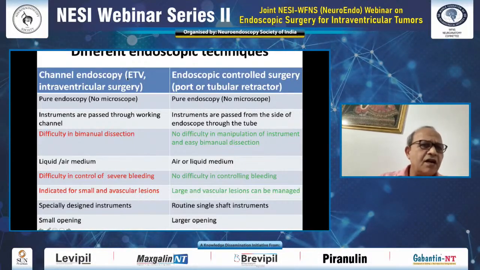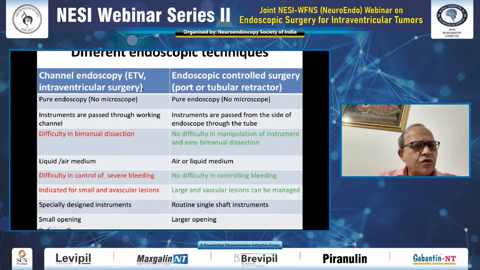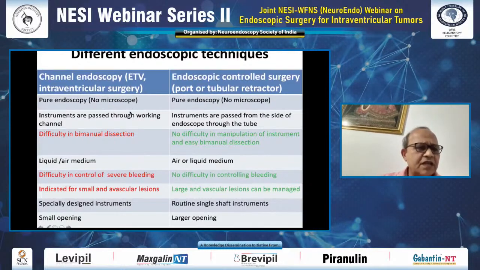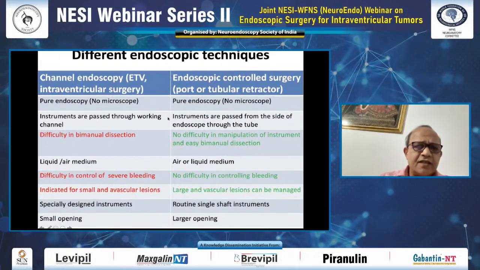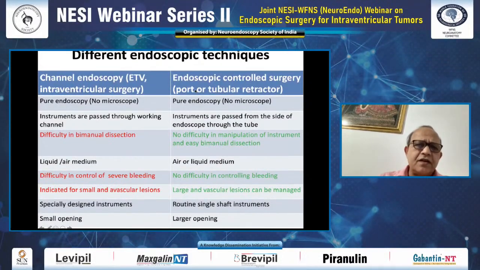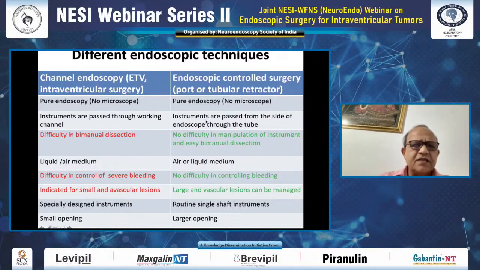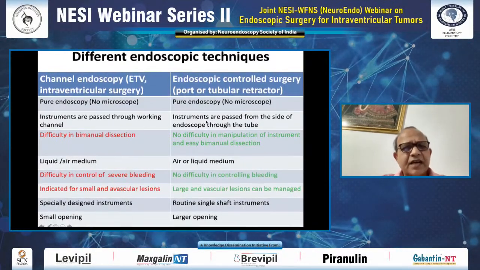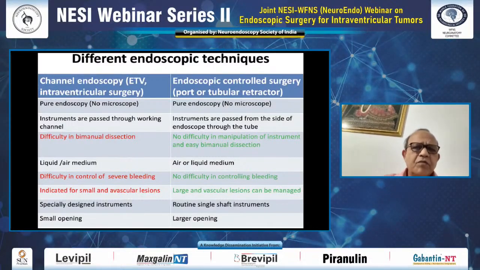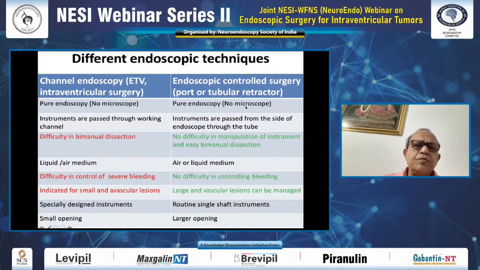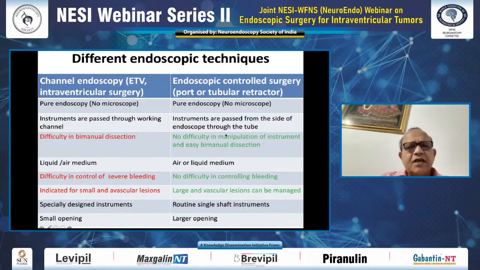One is the channel endoscopic surgery, which we use for ETV or even for intraventricular tumor. In such cases, the instruments are passed through the working channel. Whereas in endoscopic controlled surgery, whether it is using a port or tubular retractor, the instruments are passed by the side of the endoscope. One can say assisted or endoscopic controlled, but here also no microscope is used. We use a tubular retractor and it is assisted by the endoscope.